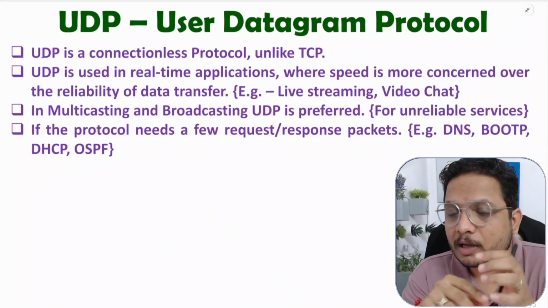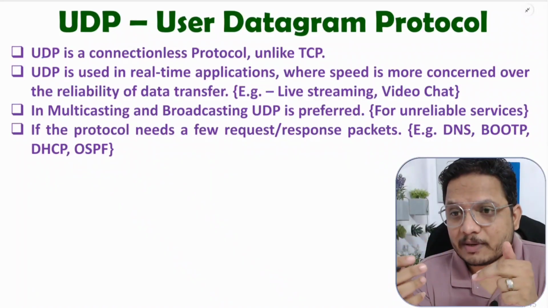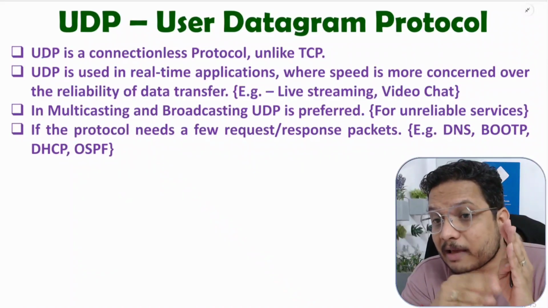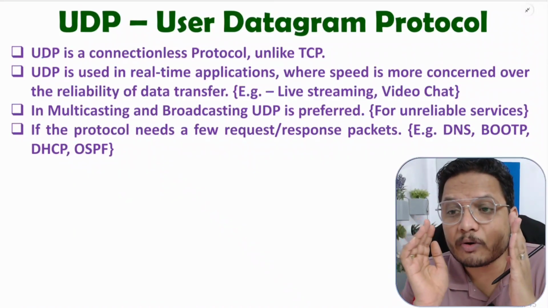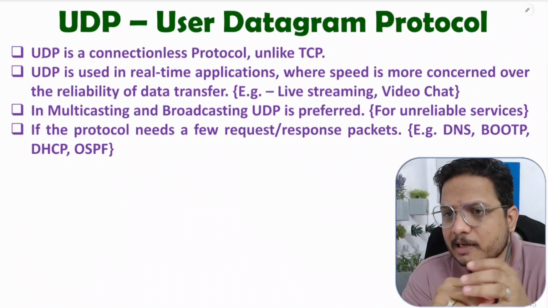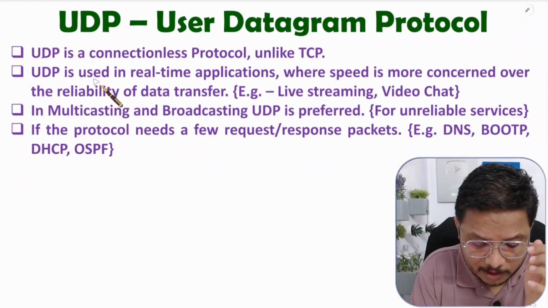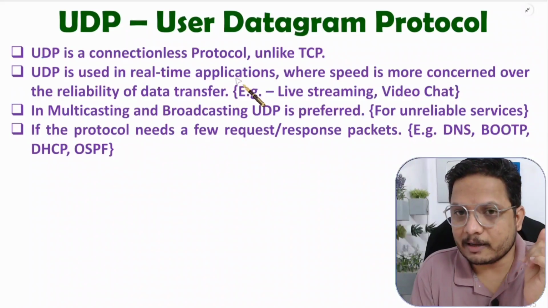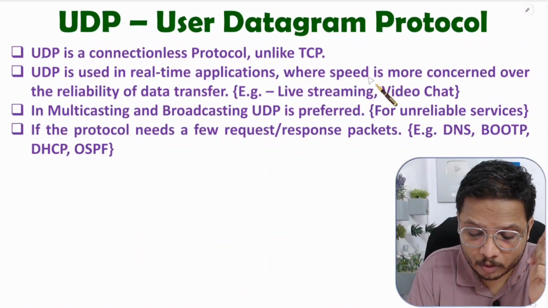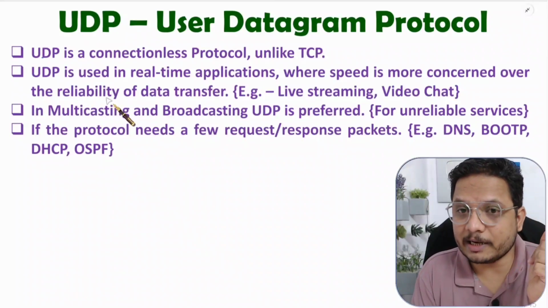If you have a connection-oriented service like TCP, in that situation, what will happen? There will be more time for buffering. It will consume more time, and because of buffering and delay, TCP is not preferred in real-time applications, right? So UDP is used for real-time applications where speed is more of a concern than reliability.